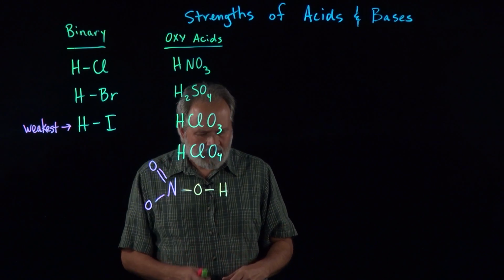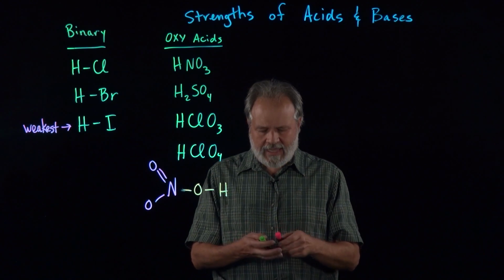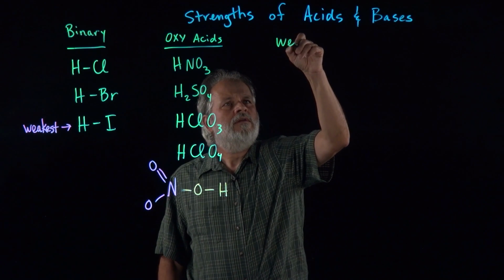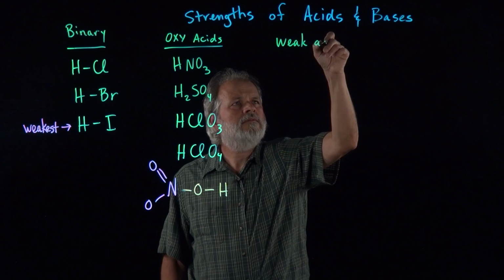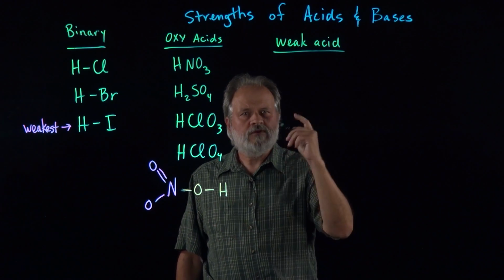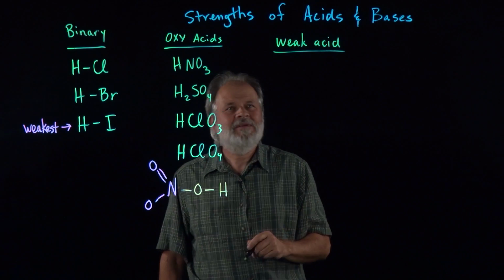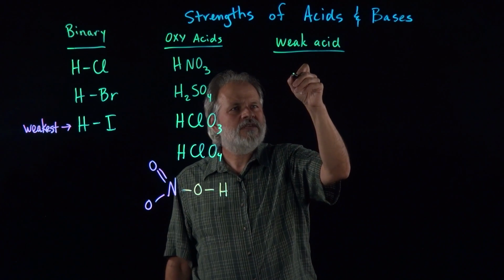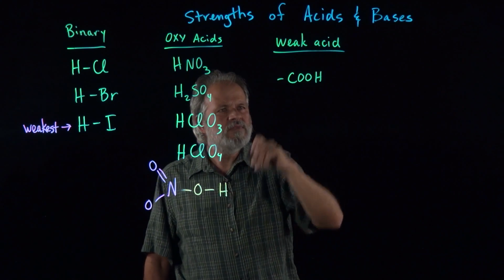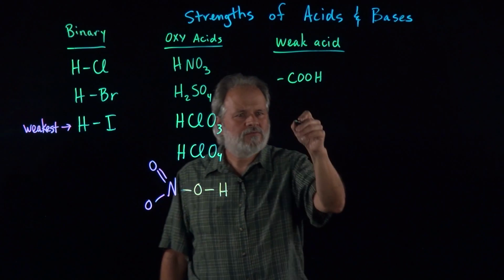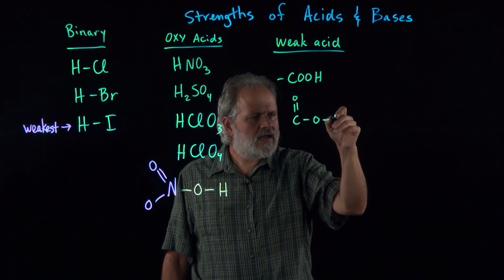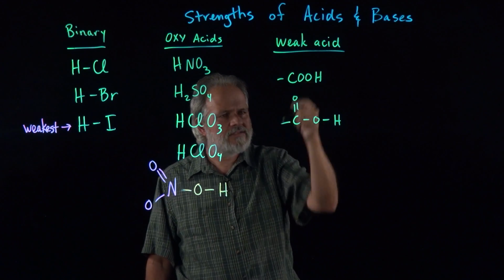Okay, so what about weak acids? How can you know you have a weak acid? Well, first of all, it's not one of these. Second of all, if you see an organic acid, which has something like a COOH, which, when you look at the Lewis structure, does not have an O-O bond.